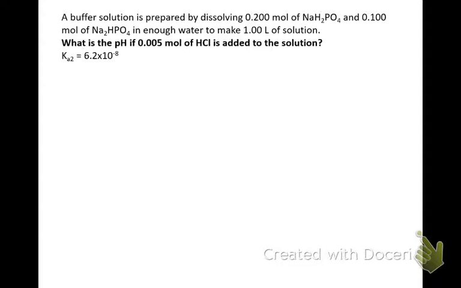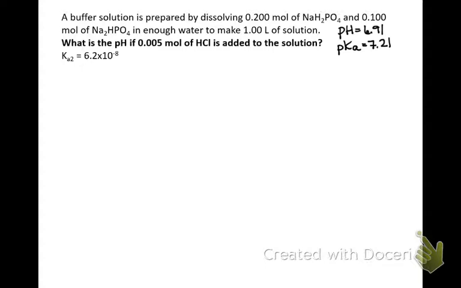In a previous problem, we worked out that if you prepare a buffer by dissolving 0.200 mole of NaH2PO4 and 0.100 mole of NaH2PO4 in enough water to make 1 liter, the pH of that solution equals 6.91. We also figured out that the pKa for this acid-base pair is 7.21. We're going to need those later.